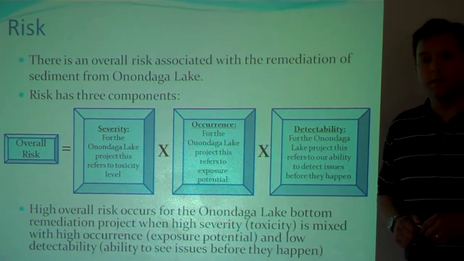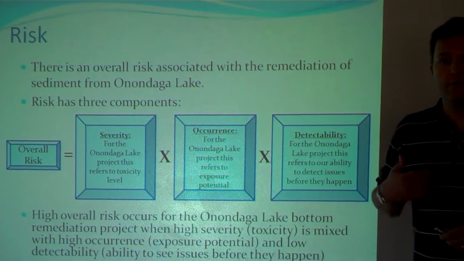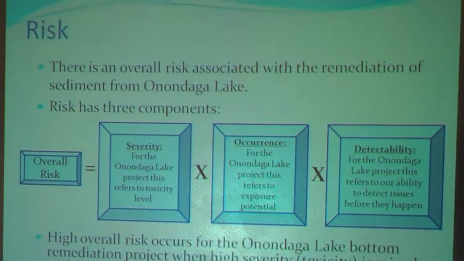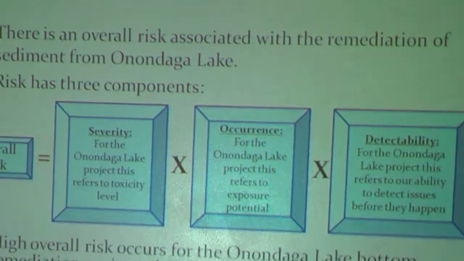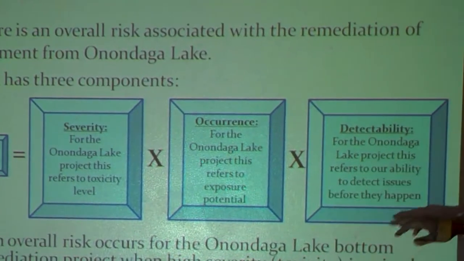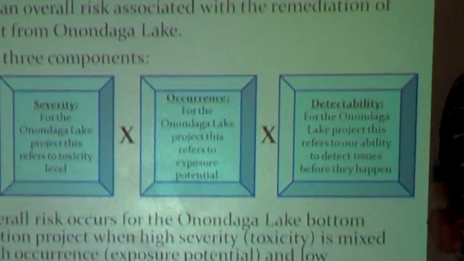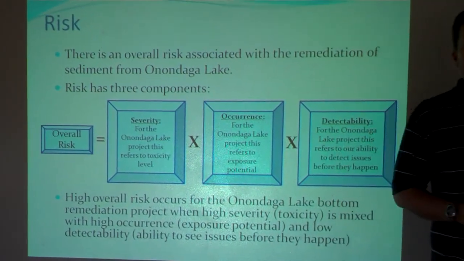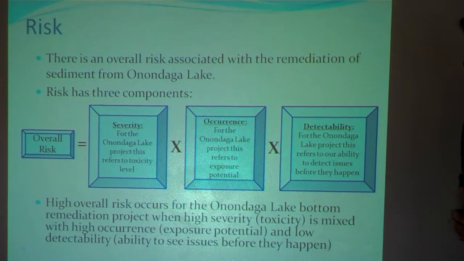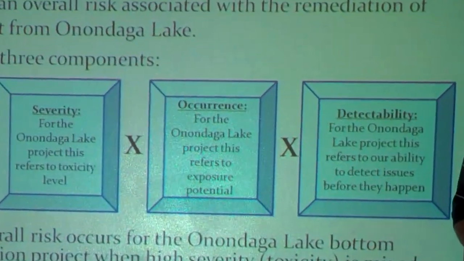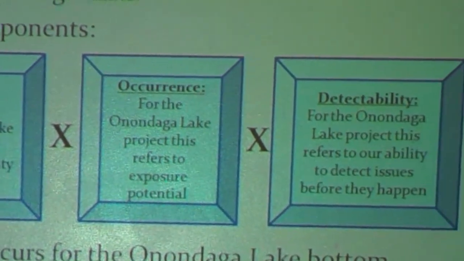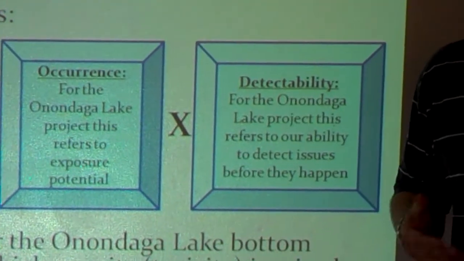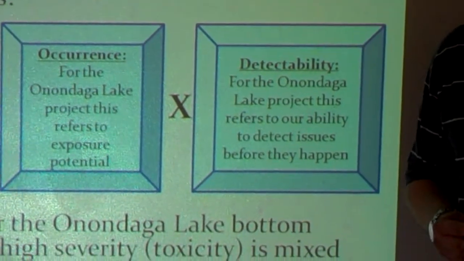First, before we get into the main sections of the talk, we want to go over risk. Risk is something that's common to everything we do. It can be broken down into three components: severity, occurrence, and detectability. With regards to the Onondaga Lake cleanup, severity typically refers to the toxicity of the chemicals that are being cleaned up. Occurrence refers to the exposure potential of these chemicals to humans and the environment. And detectability has to do with our ability to detect these materials and do something with them before they cause bad effects to people and the environment.